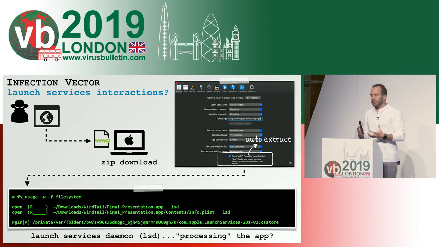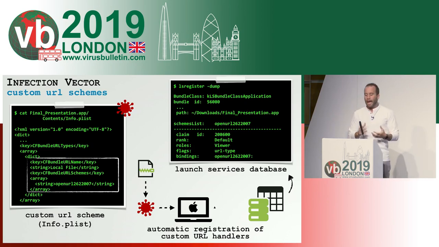So by default, if you're browsing the web with Safari and a website downloads a zip file, or you download a zip file manually, Safari will kindly auto-extract the zip file for you, which is not that bad per se. However, as we can see on the slide, when this happens and the unzipped application, finalpresentation.app, hits the file system, there is this daemon, the launch services daemon, or LSD, which can be seen parsing the application and updating a database file automatically. This is interesting, right? The user hasn't done anything at this point. They haven't clicked anything, simply gone to the website, and this zip file has been downloaded and auto-extracted.